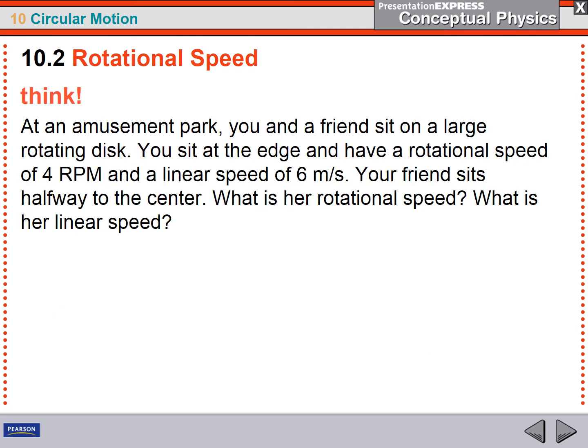Look at this example. At an amusement park, you and a friend sit on a large rotating disc. You sit at the edge and have a rotational speed of 4 revolutions per minute and a linear speed of 6 meters per second. Your friend sits halfway to the center. What is her rotational speed and her linear speed?